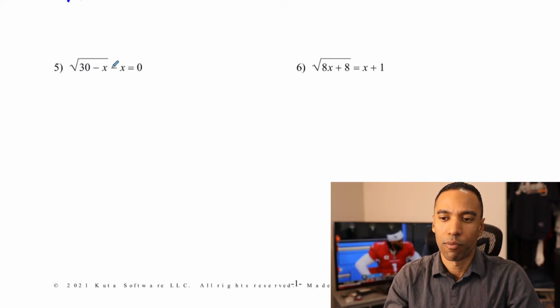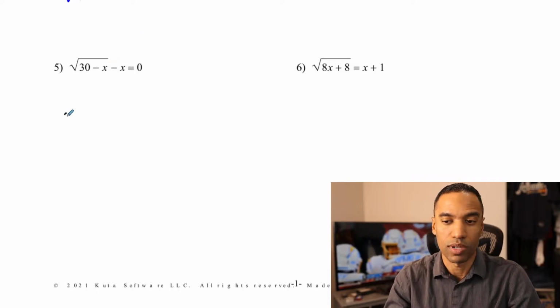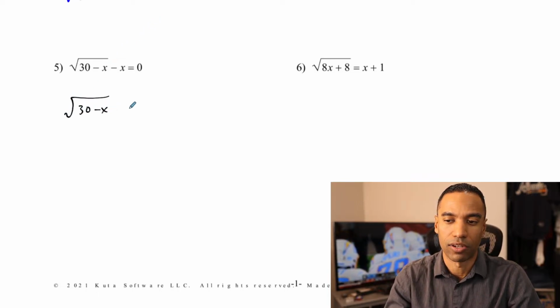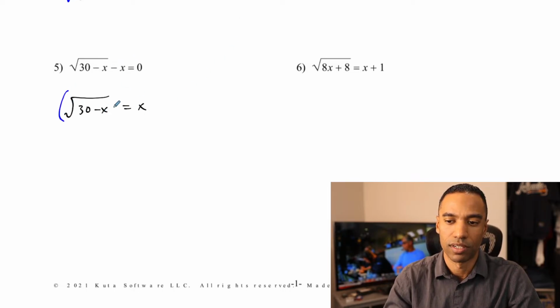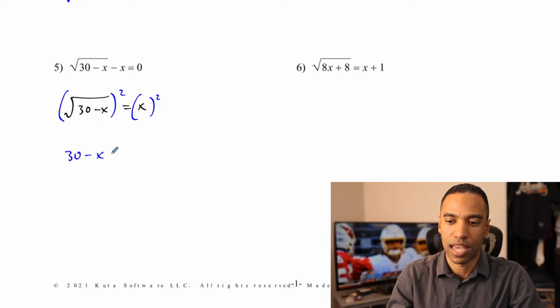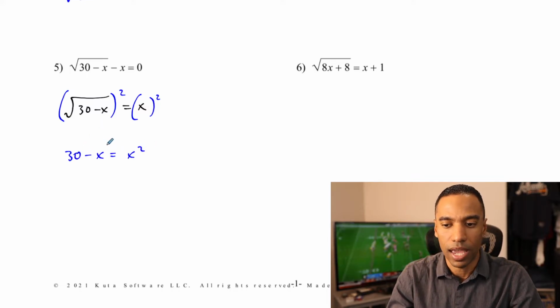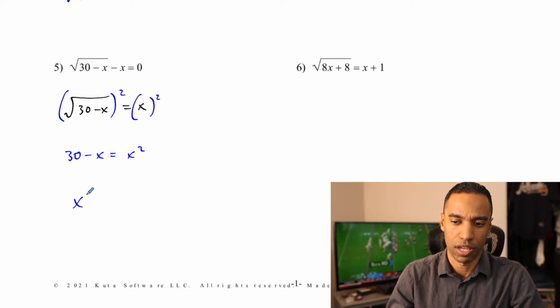Now, number 5, once again, I have an x outside of the radical here, but once again, I do need to isolate my radical itself right there before I square both sides. So I'm going to add that x over. I'm going to square both sides right here. And this time I get 30 minus x equals x squared. Okay, well this is a quadratic equation. Let's add the x and subtract the 30 over here.